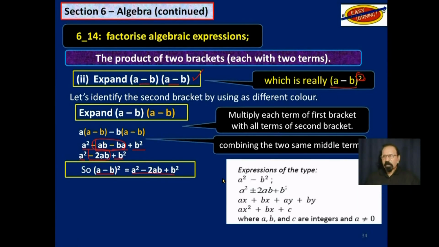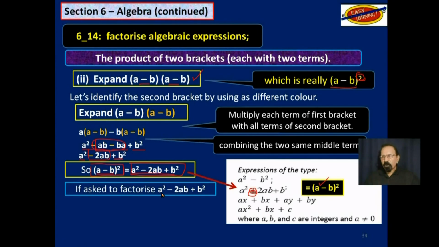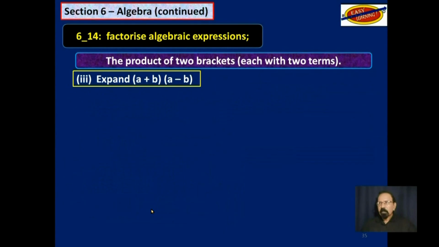It is a pattern that we need to learn. If you see a pattern like this, a squared minus 2ab plus b squared, you have to factorize that. It is (a minus b) squared. So we have looked now at this part, the minus part. Not so long ago, we looked at the plus part. So if you are asked to factorize anything that looks like that, straight off, you know it is (a minus b) squared.